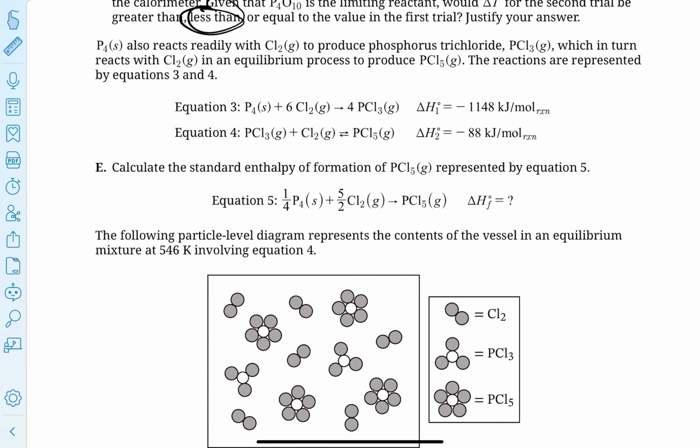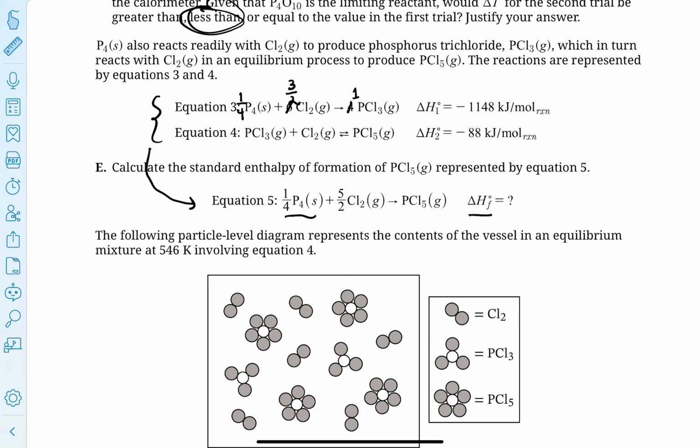Okay, the next question in E, I have to find delta H down here using Hess's law. So I'm going to find delta H by adding up equations 3 and 4 and then adding up their delta H's as well. Now, before I add them up, I need to make sure I make the equations the same as equation 5. So for example, I have 1/4 P4 in equation 5, but I have 1 mole of P4 in equation 3. So I'm going to multiply equation 3 by 1/4. Okay, because I want this to match. So that means I'll have 1/4 P4, 6 times 1/4 is 3/2, so that gives me 3/2 Cl2, and then 4 times 1/4 is 1.